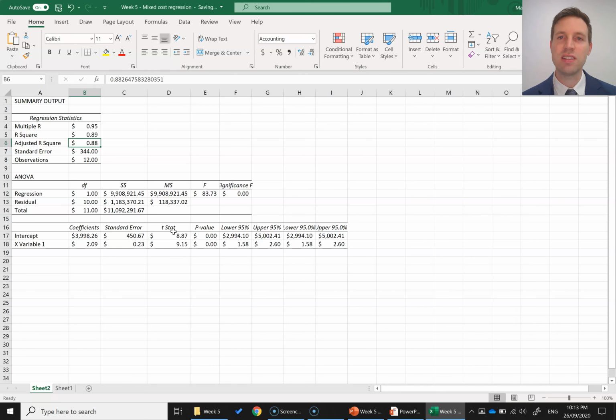Then we've got some statistical tests like the t-stat and p-values telling us if these values are statistically significant as well. And because they've got very high t-stats and the p-values are less than 0.01, it indicates these are very significant relationships. The model is powerful, it's predicting 88% of the behavior, and we've got a pretty decent idea that the fixed cost is close to 4,000, and then for every additional pizza we make, we pay about $2.09.